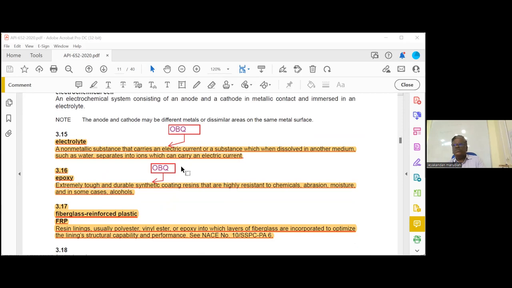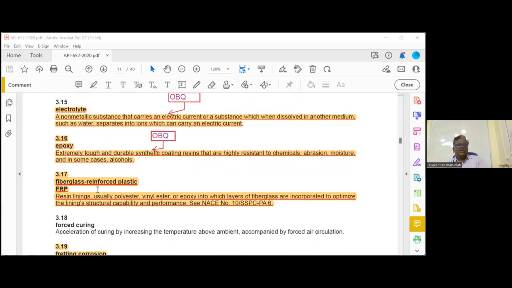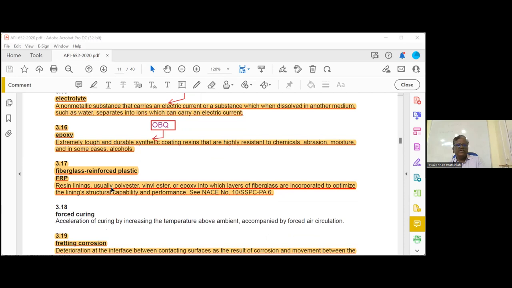Then this is important. What is meant by epoxy? Open book question. Extremely tough and durable synthetic coating resins that are highly resistant to chemicals, abrasion, moisture. So generally, thin film linings are made of epoxy paint; epoxy means almost thin film linings are made up of epoxy. FRP lining: fiber reinforced resin linings, usually polyester, vinyl ester, or epoxy, in which layers of fiberglass are incorporated in the lining for structural capability and performance, as per SSPC PA6. That is called FRP lining.